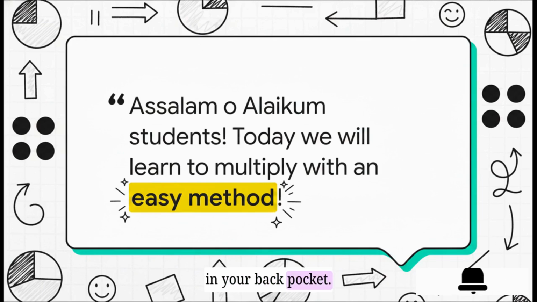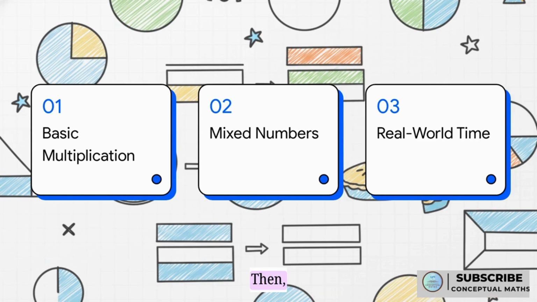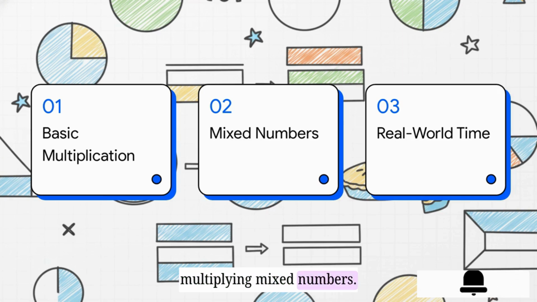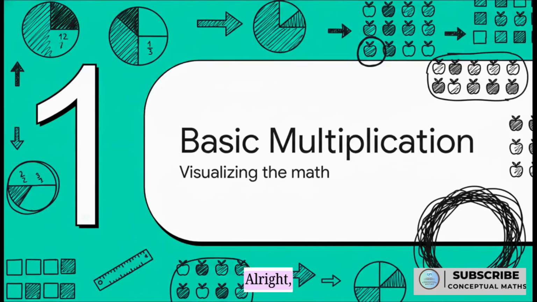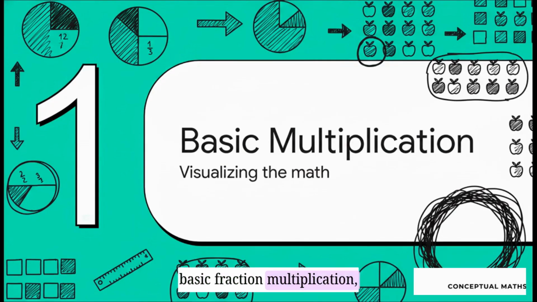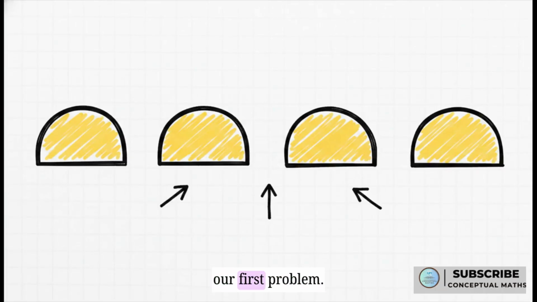Okay, here's our quick roadmap for today. First up, we'll look at basic fraction multiplication. Then we'll move right into multiplying mixed numbers. And finally, we'll apply all of this to some real-world time problems. Let's dive in. All right, section 1, basic fraction multiplication, where we are going to focus on actually visualizing the math. Let's jump right into our first problem.